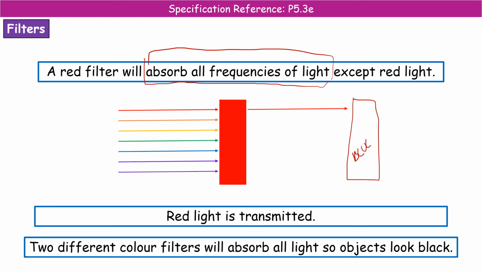If we were to add a second filter in here, so if I was to add a blue filter, I know it's drawn in red, but imagine. If I was to add a blue filter at this point, the red light that went through our red filter would now be absorbed, and therefore no light would actually pass through.